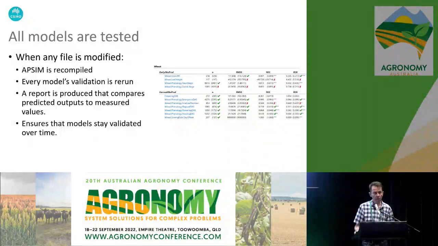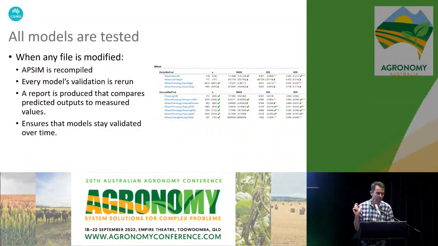So every time a file is changed in APSIM, even if it's not plant related, any file, so I could be fixing a bug in soil water, say, the system will automatically recompile APSIM. We then run through the 4, 5, 6, 7,000 test simulations, and we look for evidence of change. Sometimes you expect change if you're improving the phenology of the wheat model, but sometimes you don't. And so we collect these sorts of stats on the right here.